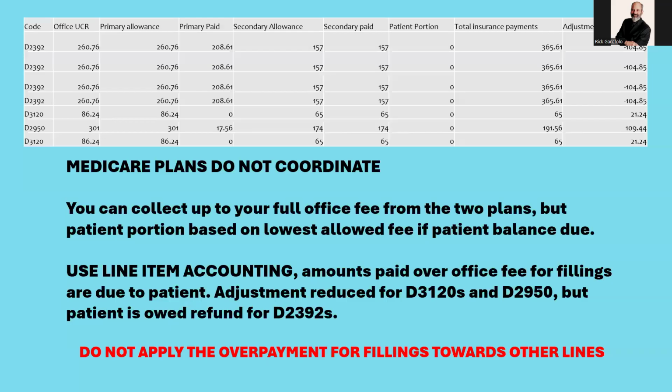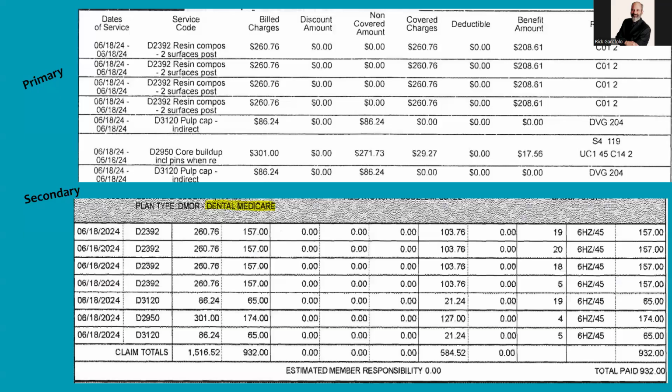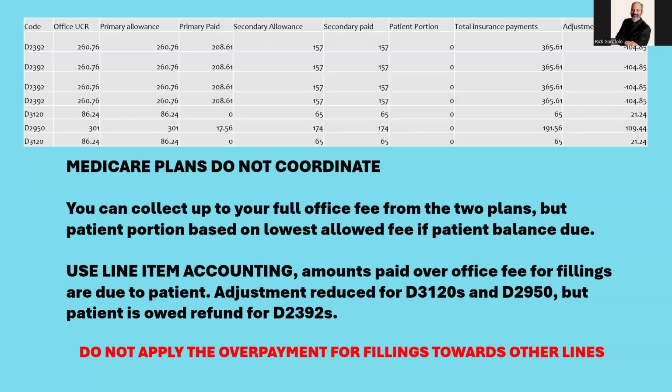the primary allowance, they're paying based off the full office fee, $260.76. They paid $208.61. But now remember, the secondary is a dental Medicare Advantage plan. Medicare Advantage plans don't coordinate benefits. So they paid as though they were the primary. So you see here, we're out of network with the primary. They paid $208.61. That would have left the patient a portion.